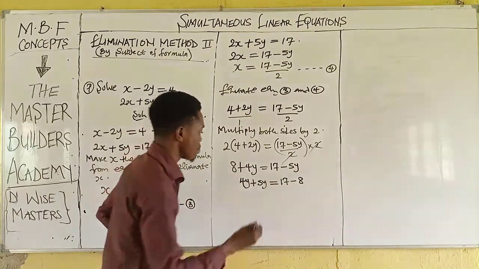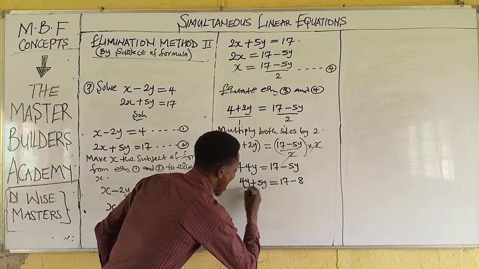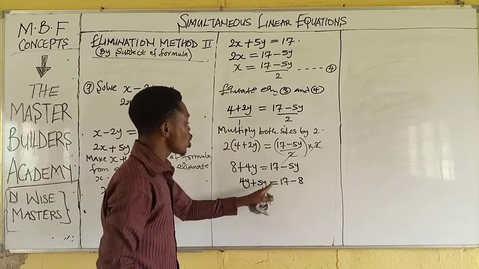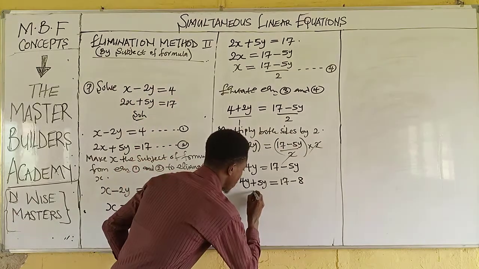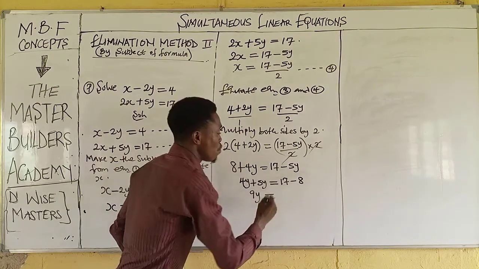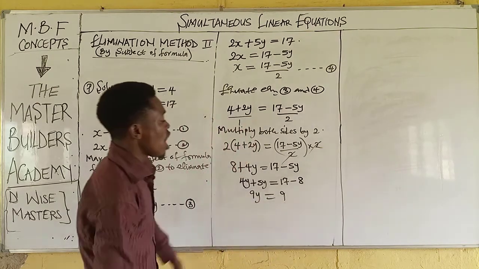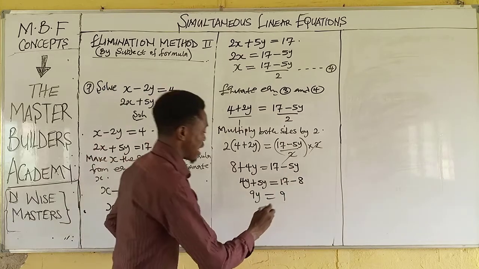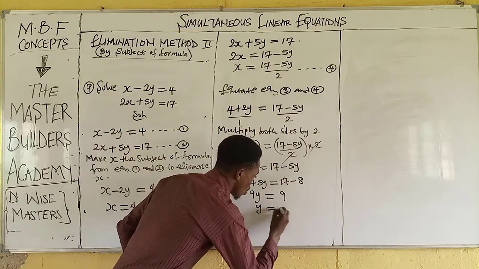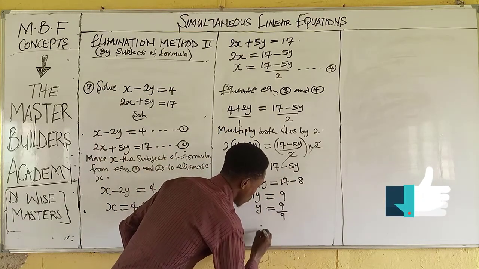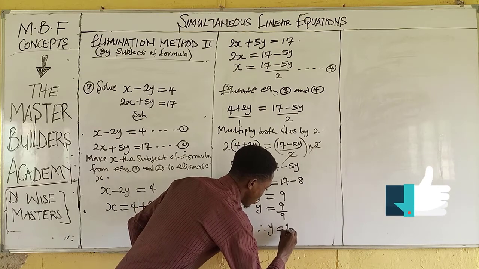Are you there? Yes. So now, the next thing, we add this to this. I'm quickly going to add 5y to 4y. This will give us 9y. And when we remove 8 from 17, we have 9. All we need to do now is to divide both sides by 9. And we are going to have y is equal to 9 over 9. Therefore, y is equal to 1.